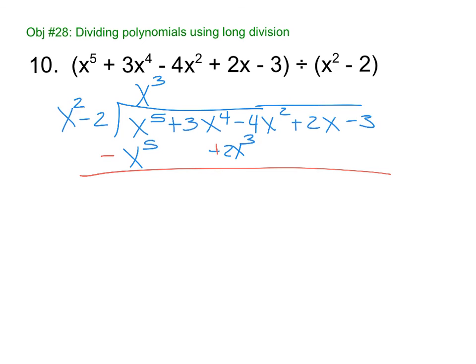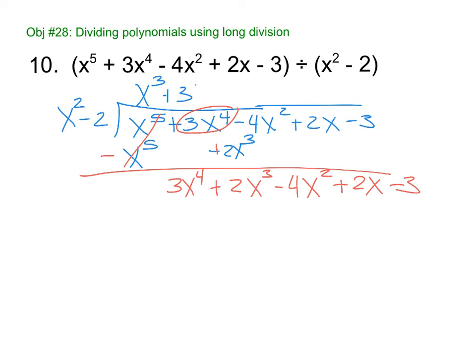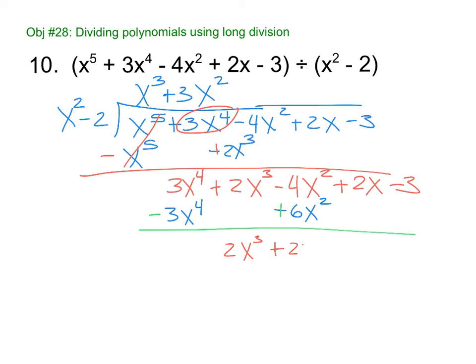Change the sign. So now I have to bring down my 3x to the 4th. So 3x to the 4th plus 2x cubed. Write it in order. It's just easier that way. All right, and then we divide, we get 3x squared. So 3x to the 4th minus 6x squared. So I'm going to put that under the squared again. Change the sign. 2x to the 3rd plus 2x squared plus 2x minus 3.